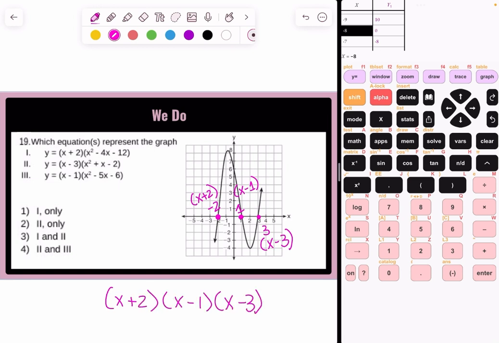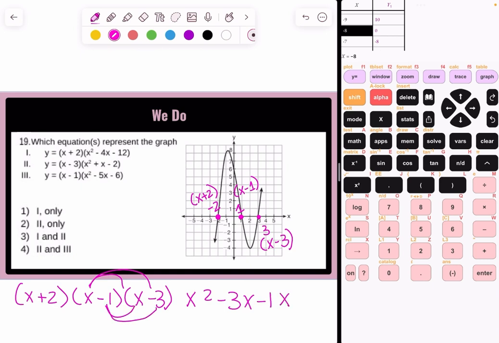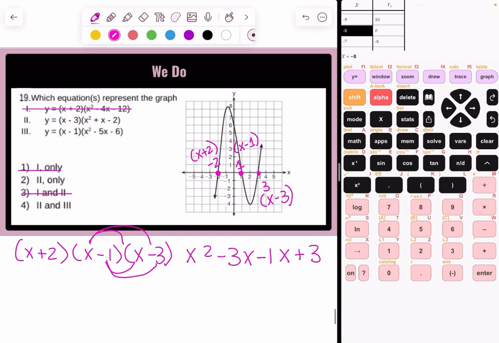Let's multiply these. X times x is x squared. X times negative 3 is negative 3x. Negative 1 times x is negative 1x. And negative 1 times negative 3 is positive 3. Which they got negative 12, so my answer can't be choice 1. So let me get rid of anything that has choice 1 in it. All right. I know 2 has to be correct because both of them have choice 2. So now I just have to see if choice 3 is correct.